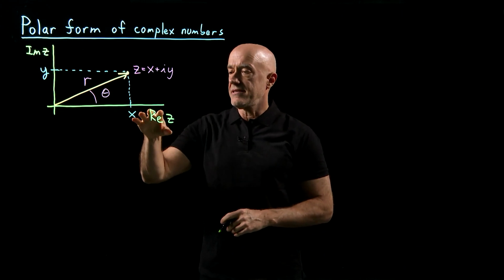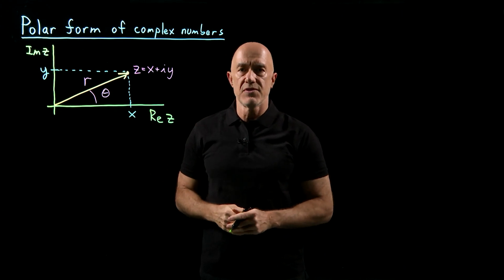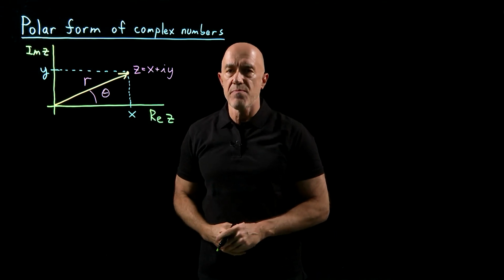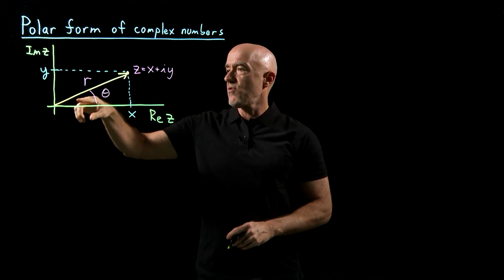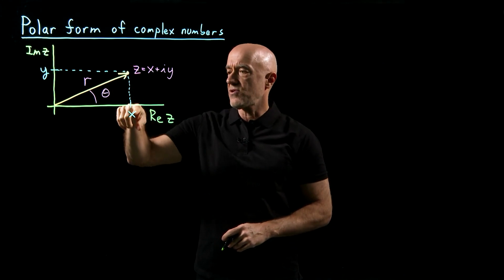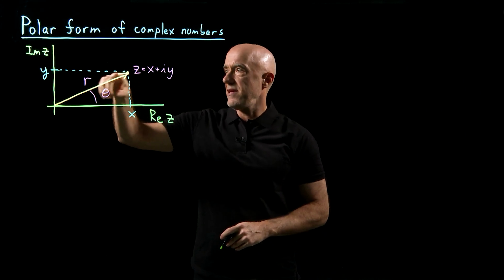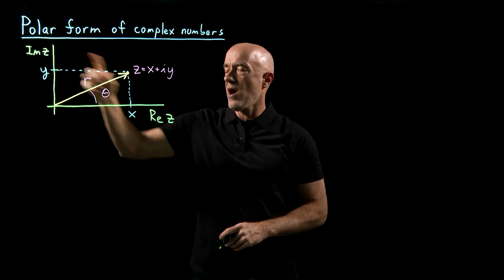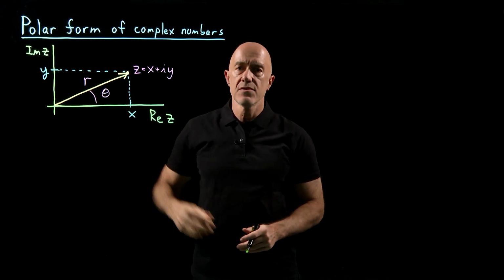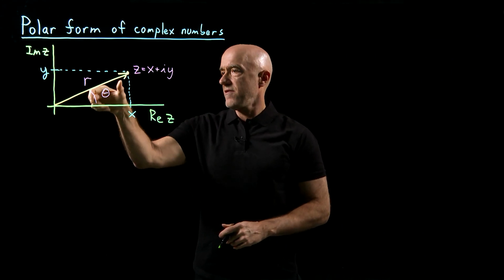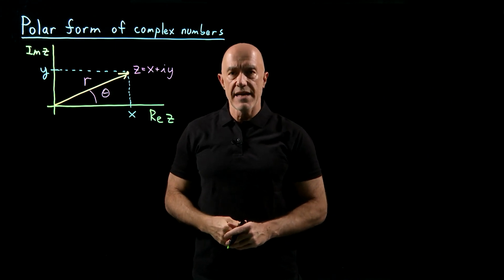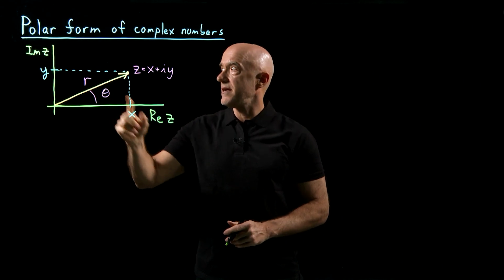And the x-axis here we call the real part of z. And the y-axis here we call the imaginary part of z. So we position z as x plus iy, where the x-coordinate is x and the y-coordinate is y. We can draw a vector from the origin to the complex number. The vector then has length r, and the angle it makes with the x-axis is theta.